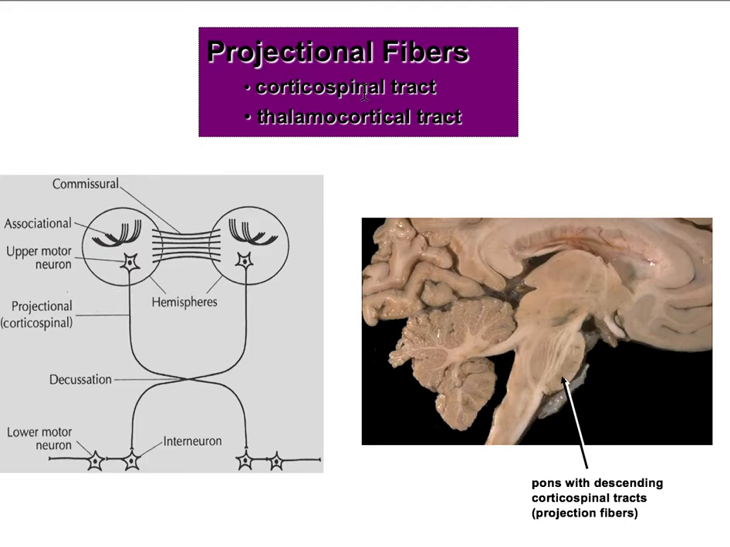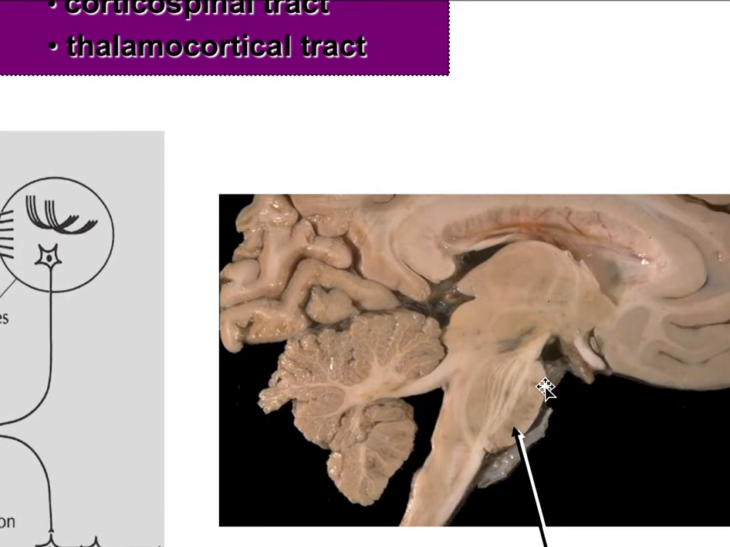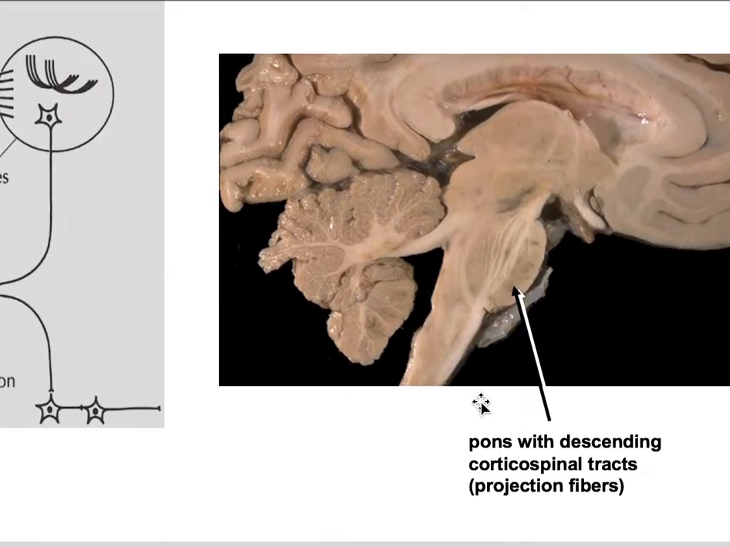So corticospinal is an example of an output kind of projectional fiber. And then thalamocortical are these input fibers. So we can think of them actually synapsing into layer 4 of the cerebral cortex. And we can keep in mind what we have is this really nice picture here of these projection fibers that are coursing downward through the midbrain on their way out to synapse onto the spinal cord. And so these are examples of these kinds of projection fibers, corticospinal tracts.